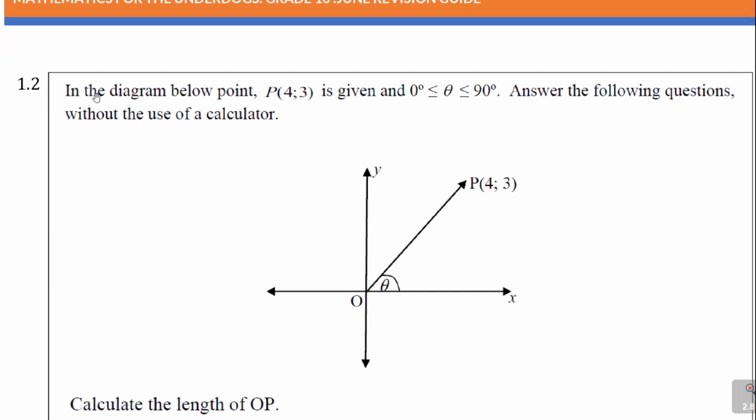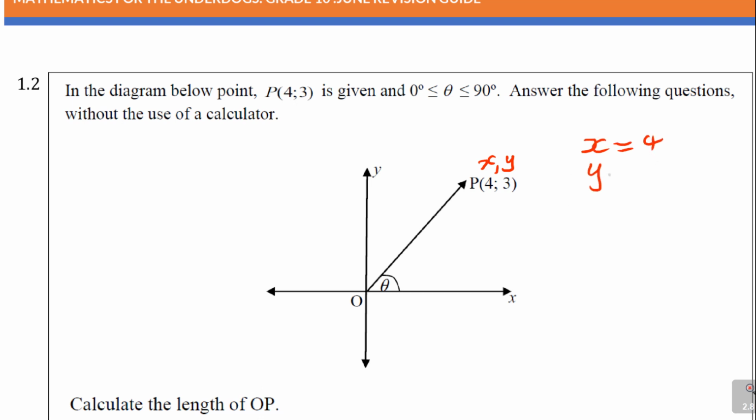Look at this one. In the diagram below, point P is (4, 3), there is point P. So the moment they give you P and they say it's (4, 3), always know what is 4 and what is 3. Remember, coordinates are X and Y. So 4, meaning already X here is equal to 4.